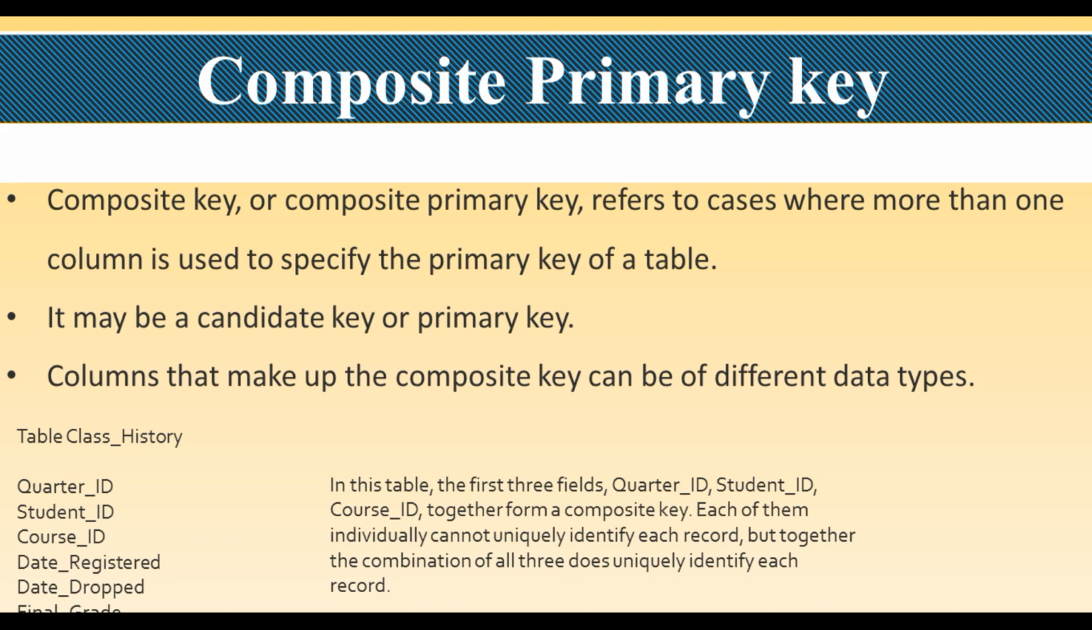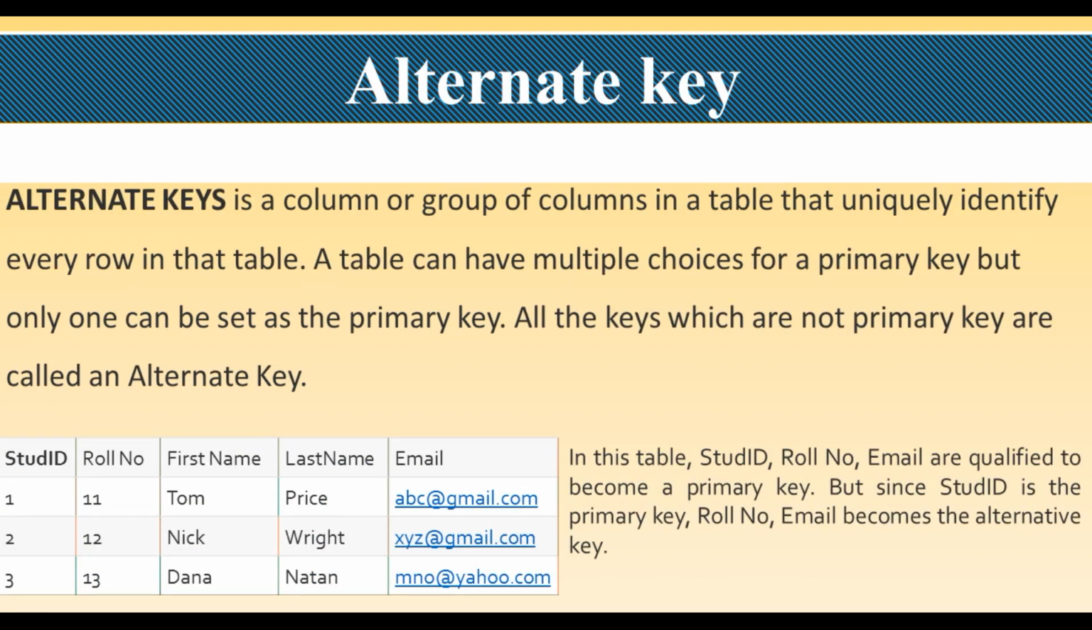For example, in such a condition, student, consider an admission register table. Your admission date is one of the columns, and admission registration or serial number may be another column. So I can find out that the admission registration number will be a primary key. Here the table is class history: quarter ID, student ID, course ID, registration date, dropped and final grade. These are the information by which we can decide which should be our primary key.